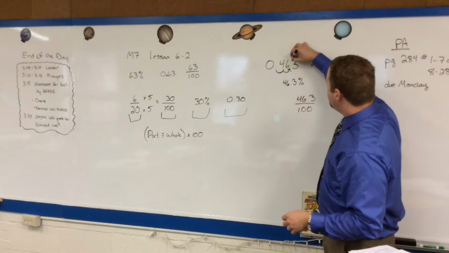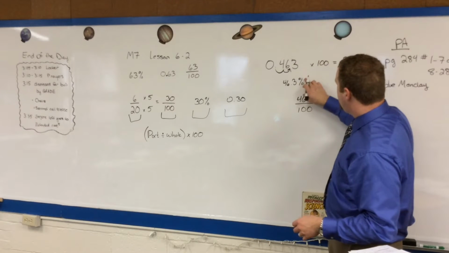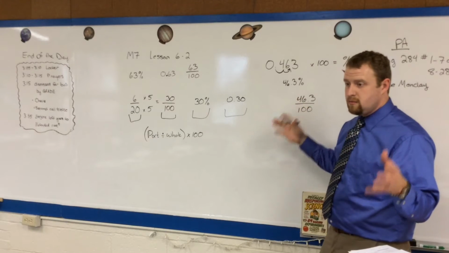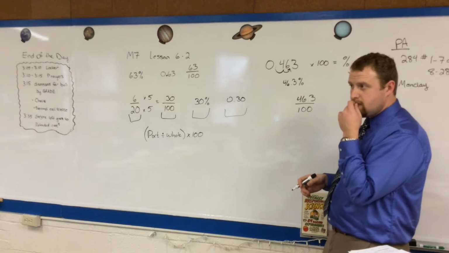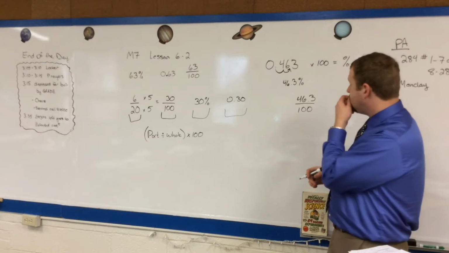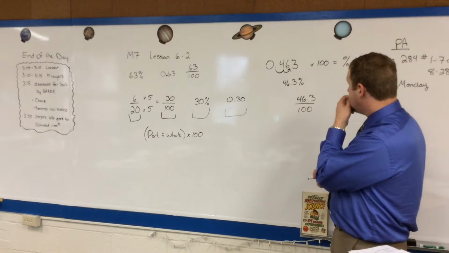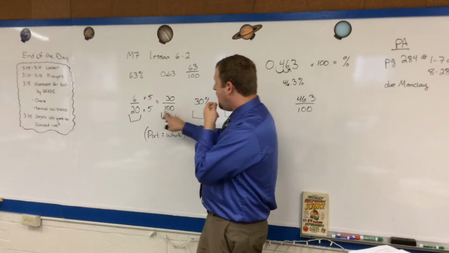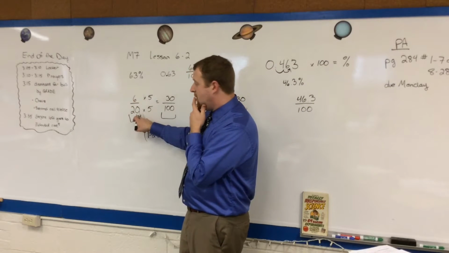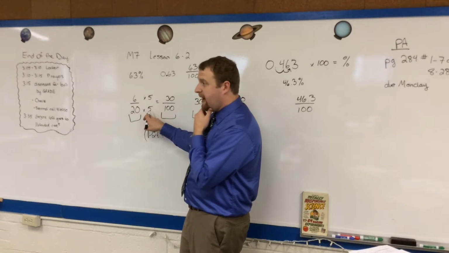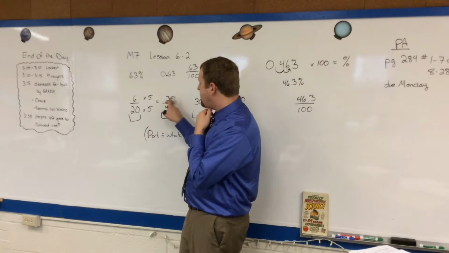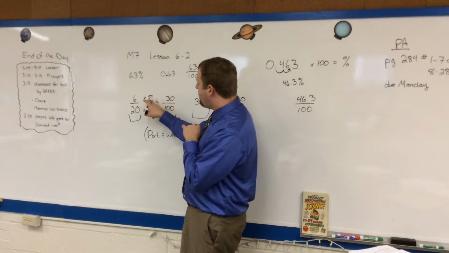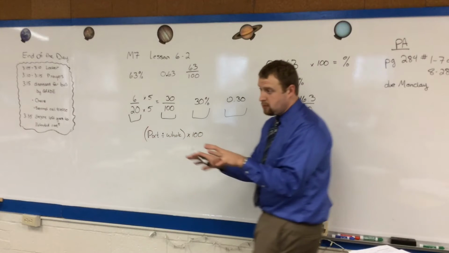So I've taken the decimal, I turned it into a percent, and then I wrote it over 100 to get the fraction. Yes? How'd you get the 6 over 20? I had 6 over 20, and I multiplied top and bottom by 5. Okay. 6 times 5 is 30. 20 times 5 is 100. And I can do that so long as I multiply top and bottom by the same number.